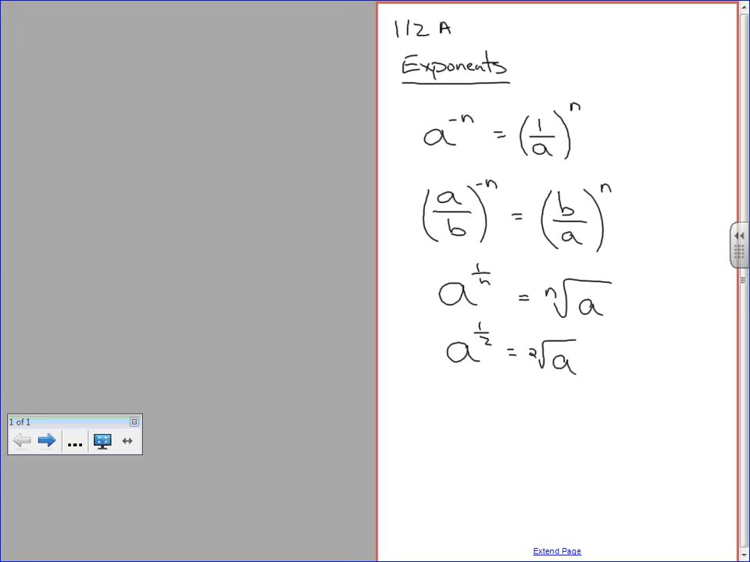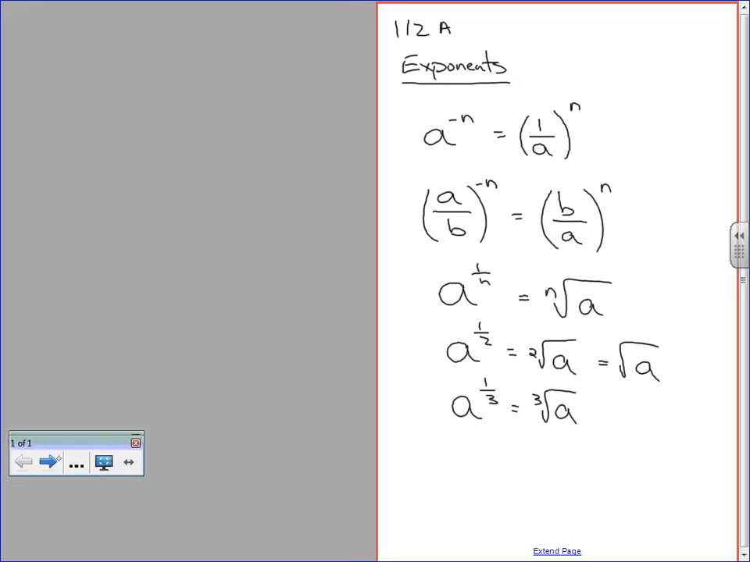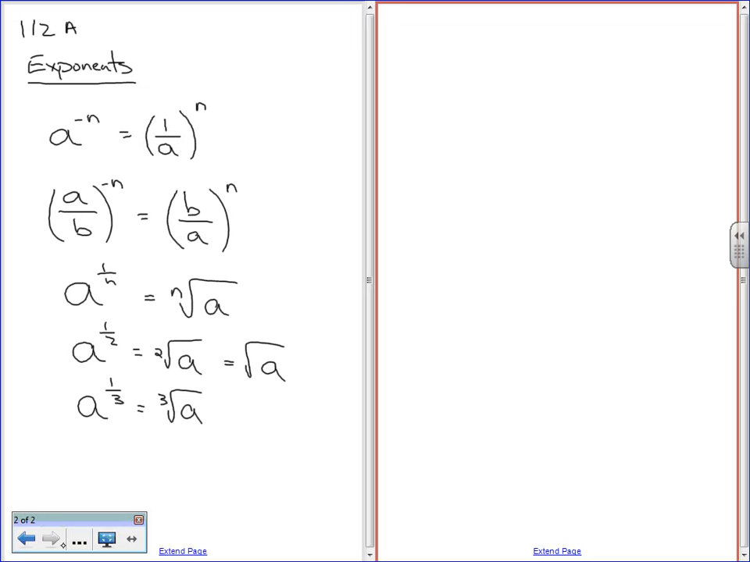of a. But since the square root is so ubiquitous in math, we don't put the little 2 there. We're used to seeing that, and the 2 is understood to be there. But any other fractional exponent, you'd have to account for the denominator. So a to the 1/3 means the cubed root of a, and so on and so on. Any questions on that? So a quick little example of evaluating.